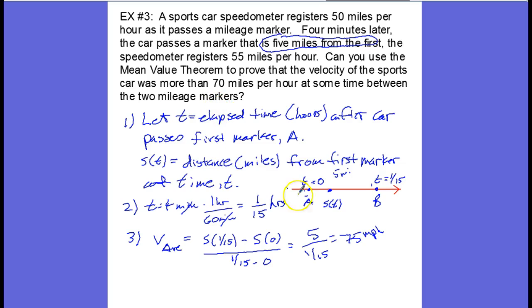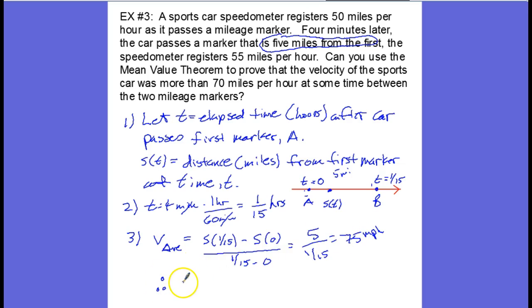Well, okay, what about the mean value theorem? This is a smooth, continuous, differentiable function, his position as a function of time. At no point was he teleported from this point to that point. And so if he reached an average speed of 75 miles per hour, there has to exist a time C when his speed was between 50 and 75, or between 55 and 75. So at least twice he hit 70 miles per hour on his way up to whatever his maximum speed was.